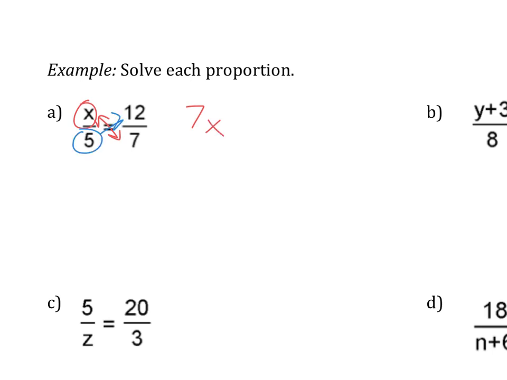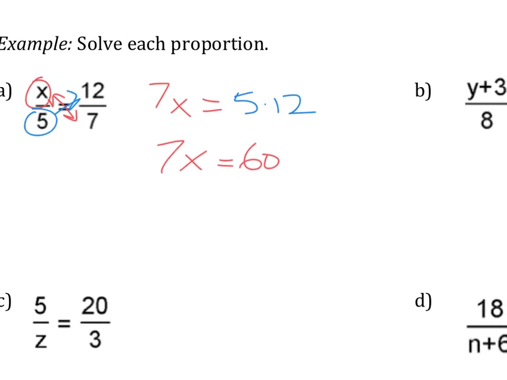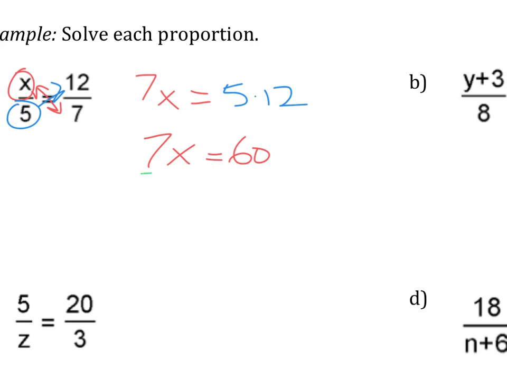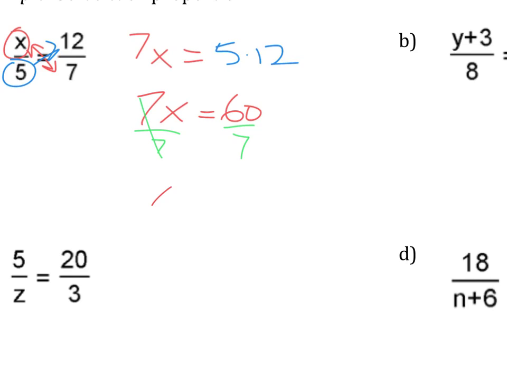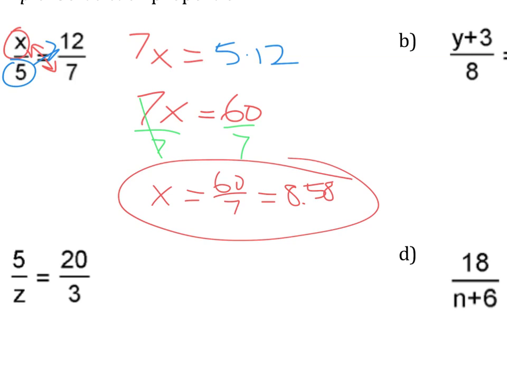Multiply across here. It has to equal whatever 5 times 12 is. So 7x has to equal 60. And if we divide both sides by 7, x equals 60 over 7, or if you want it as a decimal, 8.58 if you round, because it does continue on. But 60 over 7 is what we would want, and that's letter A.